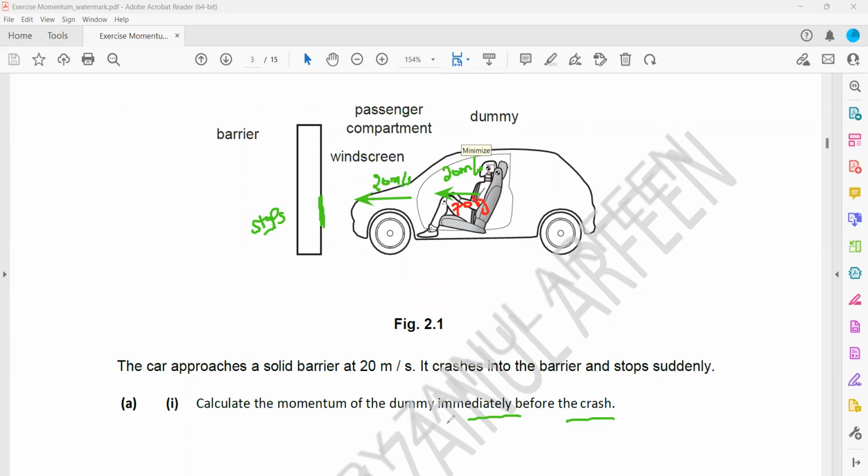No, it's not like this. Even if there's an object here, that will also move at 20 meters per second. It is not about the relative position of the object inside the car; they all have the same speeds. So it's 70 multiplied by 20, which equals 1,400 kilogram meter per second. So that is the momentum of the dummy before the collision.